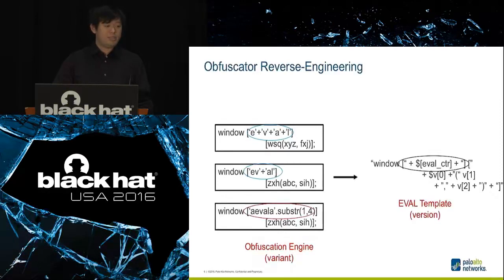Furthermore, these three lines of code can derive the same eval template: window, eval string, and the payload. The eval string is constructed by the obfuscation engine logic. And they are sharing the same template. So we say these three lines of code belong to the same obfuscator version.